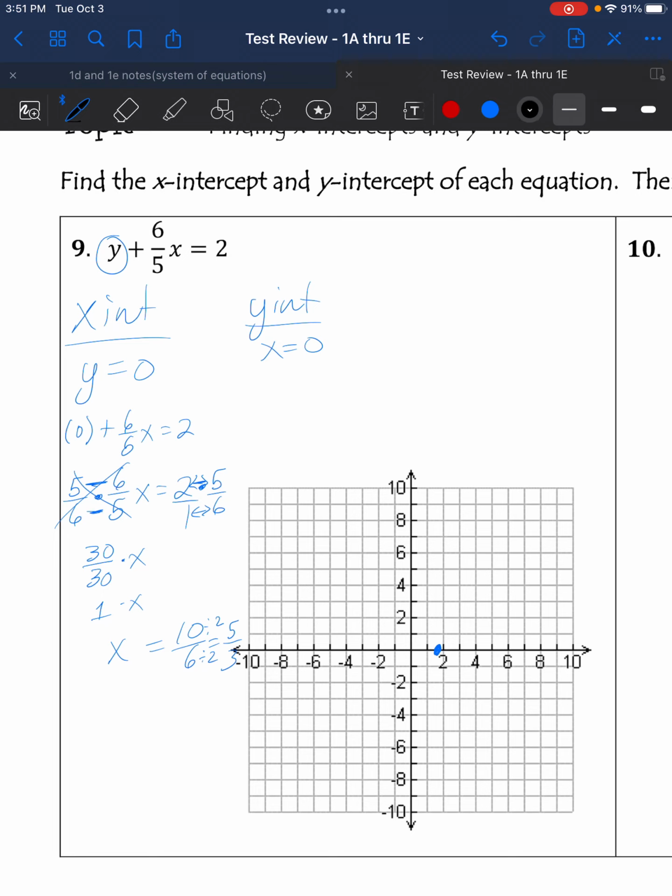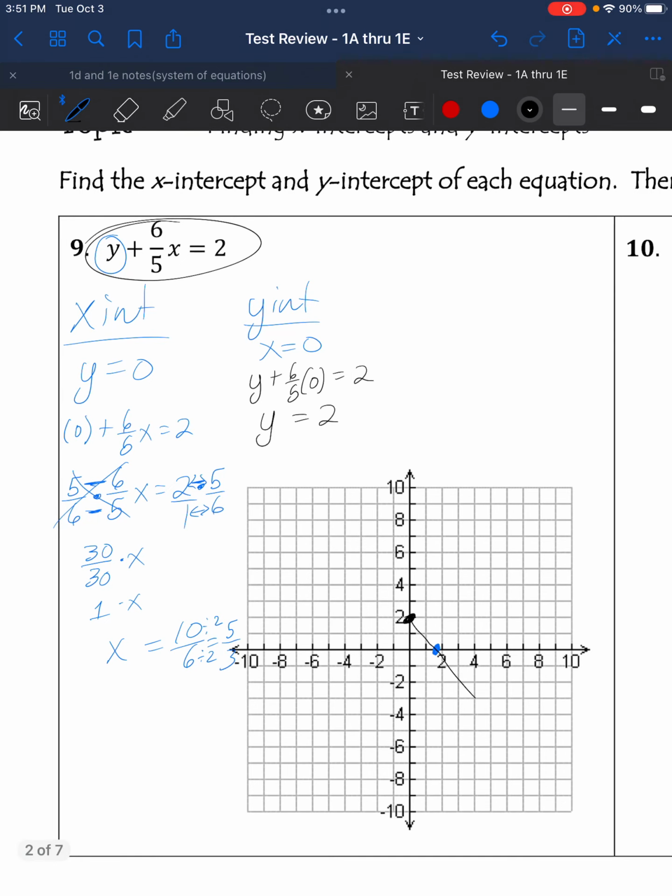And I'll do the y-intercept. So when x equals 0, so it's going to be y plus 6/5 times 0 equals 2. So I went back up to the original equation and put in 0 for x. 6/5 times 0 is 0. Y plus 0 is y. So you really get to be y equals 2. So that's your y-intercept. All you need is 2 points to draw your line.